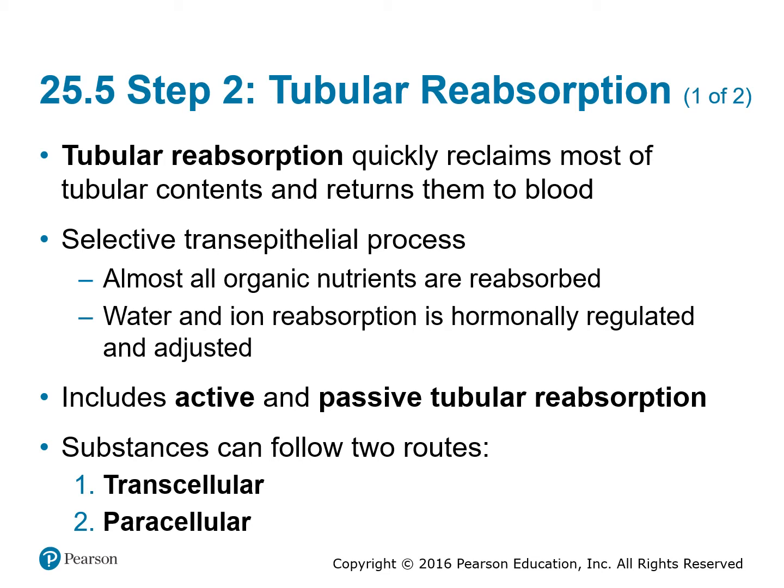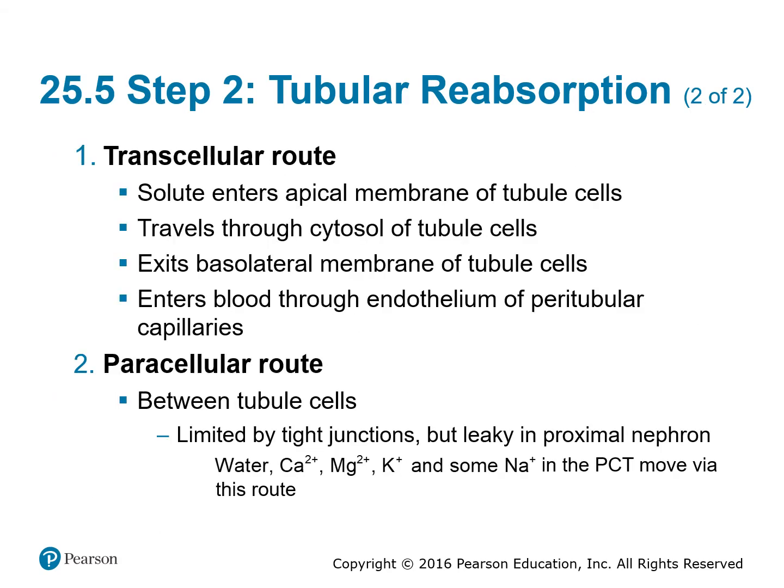So substances can follow two routes. We're going to look at transcellular and paracellular. Trans and para. Let's start with transcellular. The solute enters the apical membrane of the tubule cells. We'll see pictures here in a moment. It travels through the cytosol of the tubule cells and exits the basolateral membrane. Apical is going to be above, okay? Basolateral, think basement. It exits the basolateral membrane of the tubule cells and enters our blood through the endothelium of the paratubular capillaries, the small little blood vessels. So remember: artery, arterial, capillary, venule, vein.